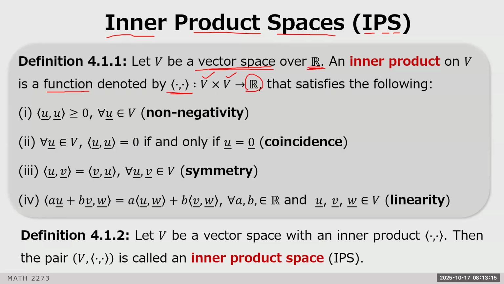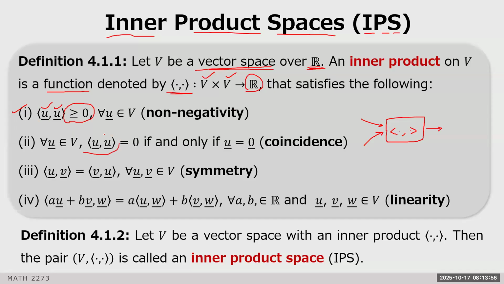Okay, so it takes in two vectors and gives you a number, but it also needs to satisfy a couple conditions. And the first condition is, you can think of it like a machine, right? So this is your inner product, and it takes in two vectors, and it gives you a number. If you put in the same vector with itself, it should give you a non-negative number.